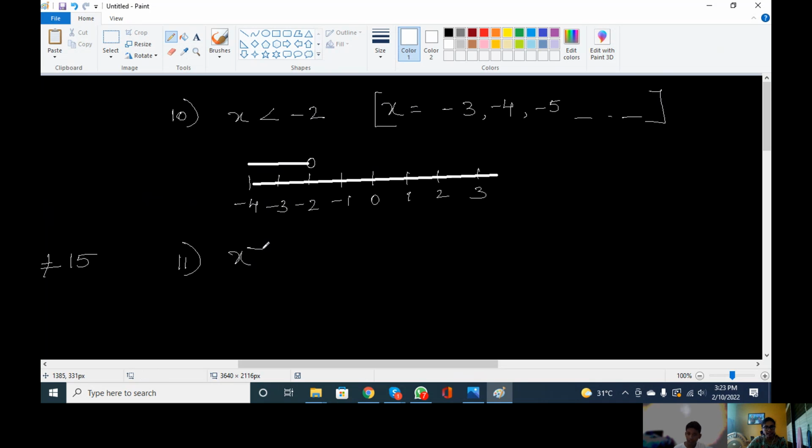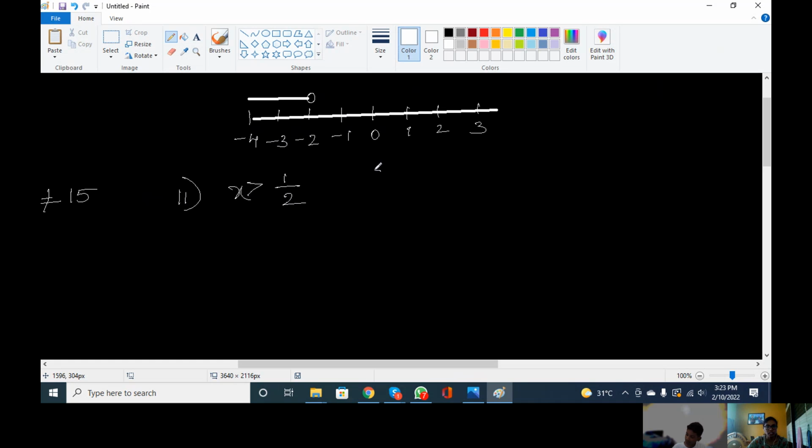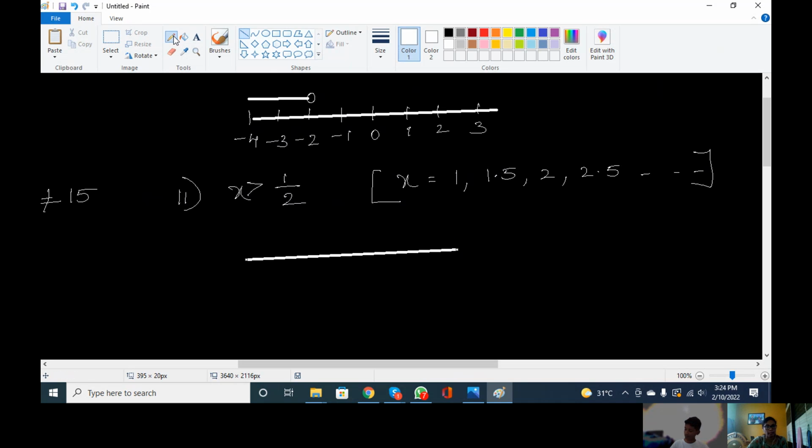11th question. X is greater than half, 1 by 2. So what x values are included here? More than half, so next is 1, 1.5, 2, 2.5, and so on. So half you can take as 0.5. Then 0.5, 1, 1.5, 2, 2.5. Near 0.5 put a circle. Since it is greater, open the right side.